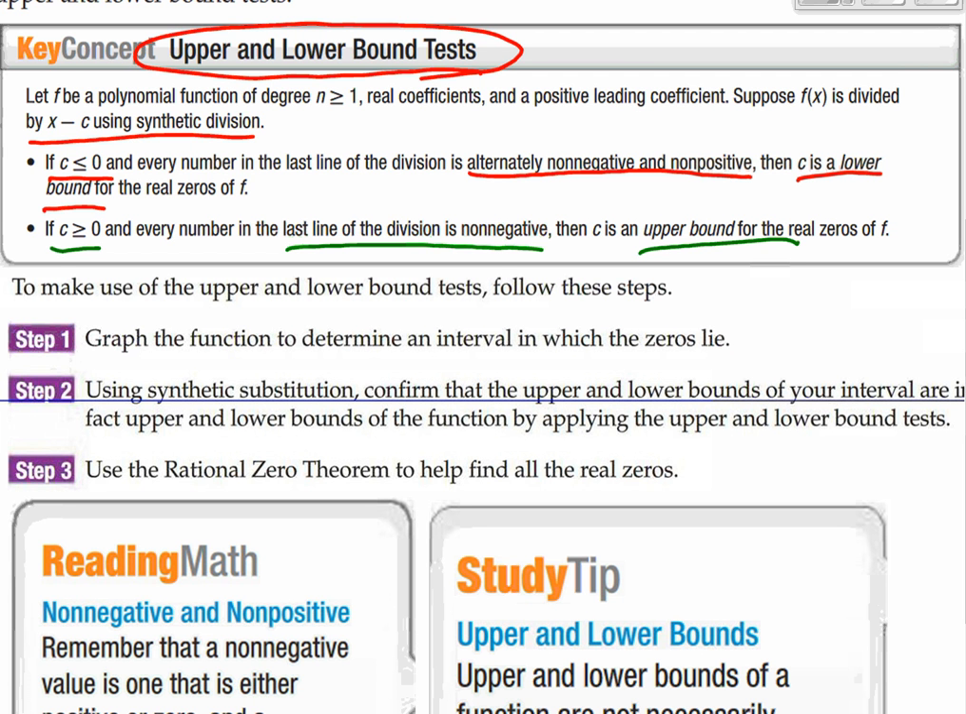And then there are some steps here for you to think about. And lucky for you, this year you get to use your graphing calculator. So you can graph it with your graphing calculator, and you can see where those boundaries are going to be. But then you have to use synthetic substitution to confirm that that's a boundary. So I do have to see that as you're doing things on tests and quizzes. And then once you've found those boundaries, you can focus in on finding those roots.